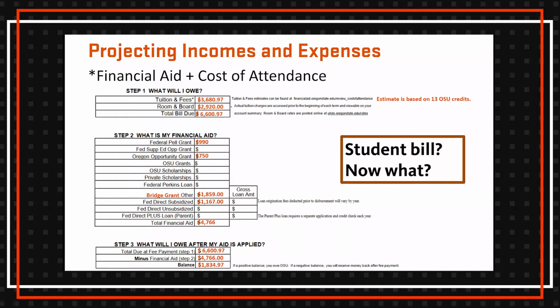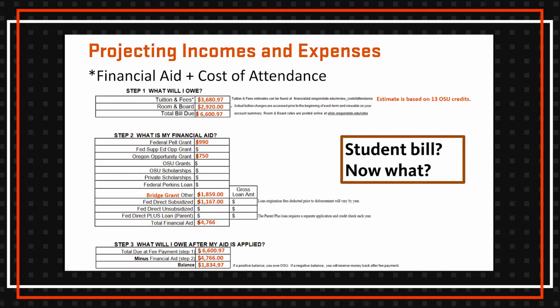What I'm showing here is actually a breakdown example. This doesn't mean these are actual numbers for any given person. This is an example for an OSU student taking 13 credits, and it's broken down per term. As many of you might know, Oregon State University has 3 terms during the school year, so it's divided up in 3 for the total tuition cost for the year. There you'll see on step 1, what will I owe? It says tuition and fees, about $3,680. And then it has room and board, and then that total bill.